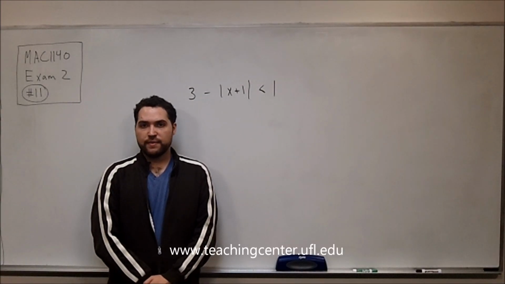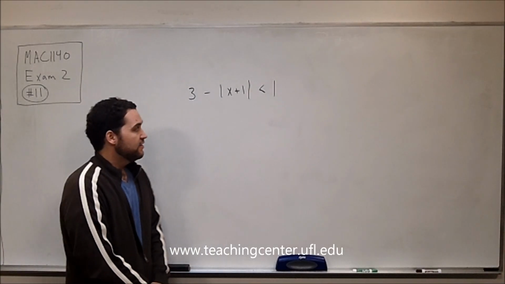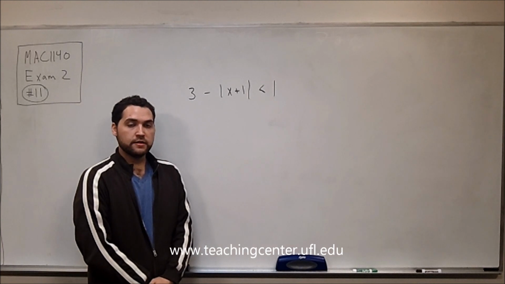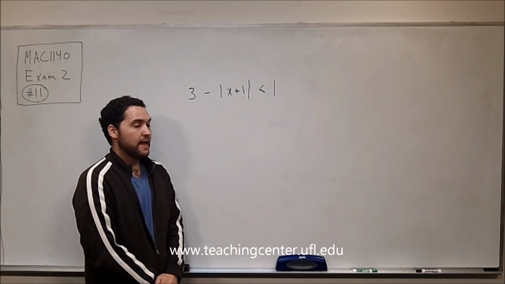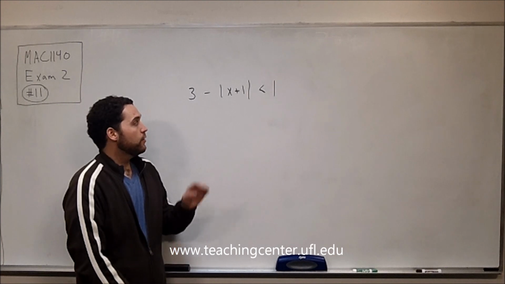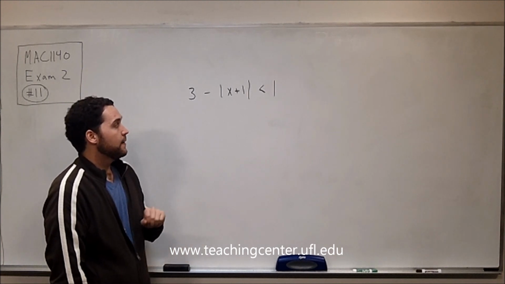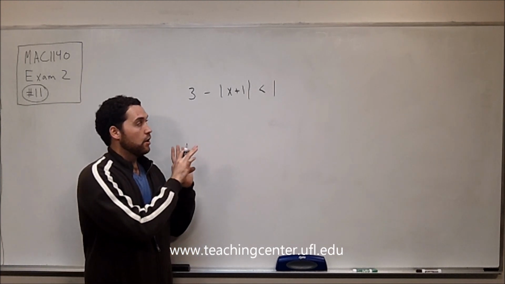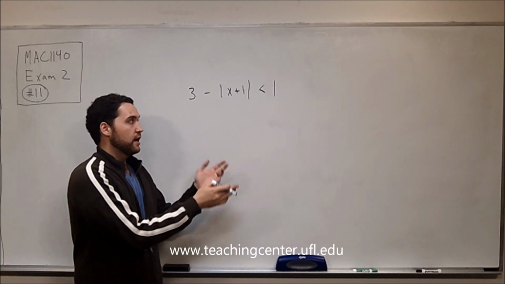Welcome to problem number 11 for MAC 1140 Exam 2. In this problem, they just give you an inequality to solve, but the inequality actually contains an absolute value function. So when we solve absolute value inequalities, basically you want to get the absolute value part onto one side of the inequality and everything else on the other side.